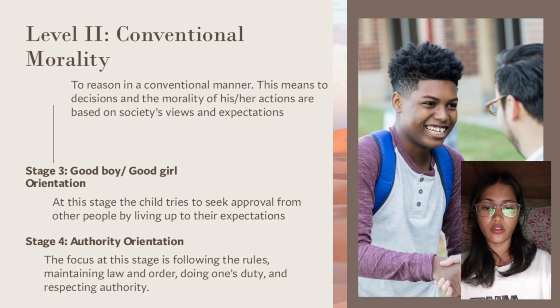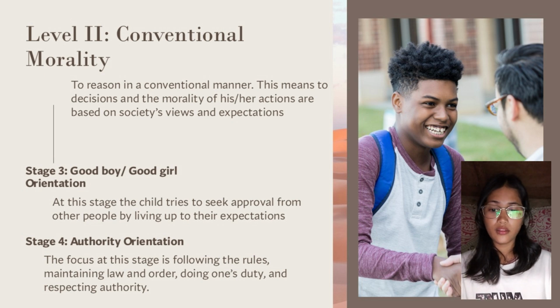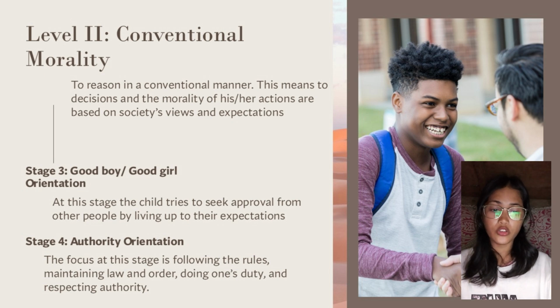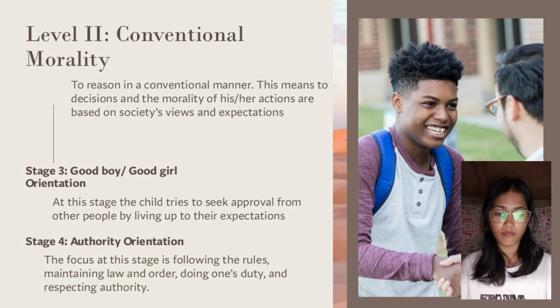So Level 2, conventional morality. This level of moral reasoning is typical of adolescents and adults. Conventional refers to something that is generally accepted. It is accepting the rules and standards of one's group. This means the decision and the morality of his or her action are based on society's views and expectations. The focus at this level is the significant others, or what is also called the tyranny of the they.